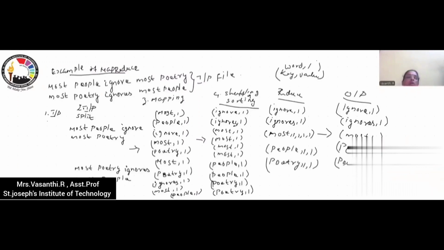So see here, we have the input file, and we want to know how many times each word occurs in the document. See, the word most, how many times does it occur? 1, 2, 3, 4. So using the MapReduce concept, we can find how many times the word most occurs in the document: four times. This is the final output.